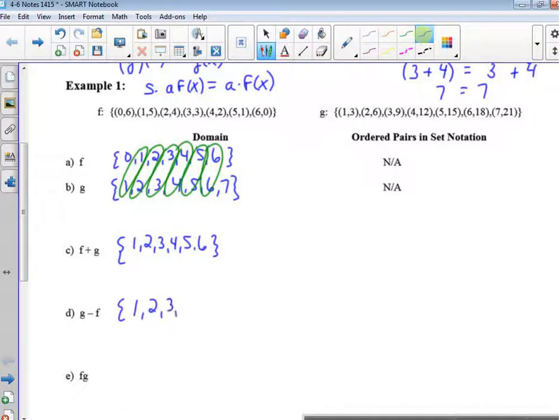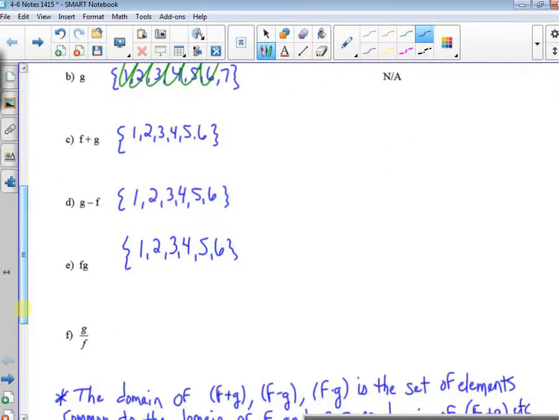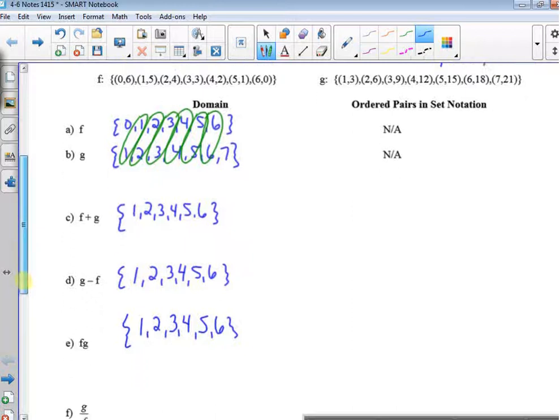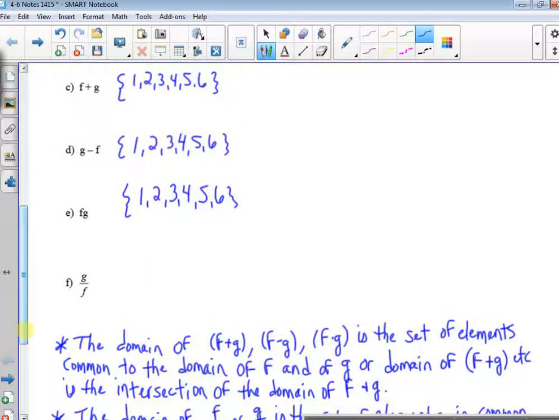g minus f, f times g, but not g divided by f. The problem with g divided by f is that when we get to the domain for 6, they have that common domain of 6. If you're going to divide g by f, that would be taking 18 divided by 0. You'd have a 0 in the bottom of a fraction. So if it was f divided by g, we'd be fine. But g divided by f, we can only look at 1, 2, 3, 4, and 5. Because there cannot be any division by 0.